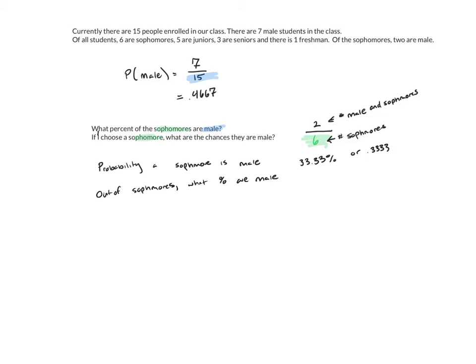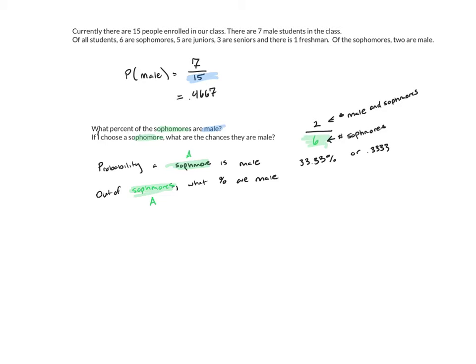What I'm going to do now is highlight all of the things that refer to sophomores in green. So right here and right here. This is a category we've narrowed down to, right? Sophomores is the number that went on the bottom. I'm going to call this A. So out of A, or the probability in A.